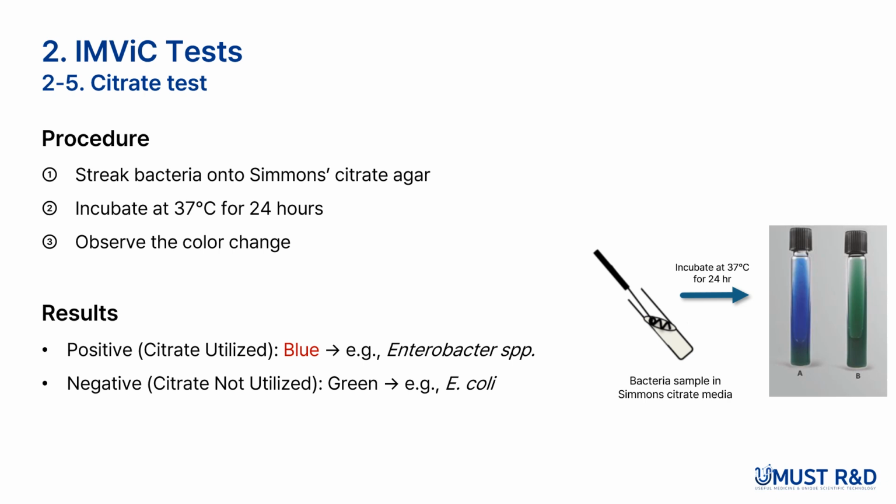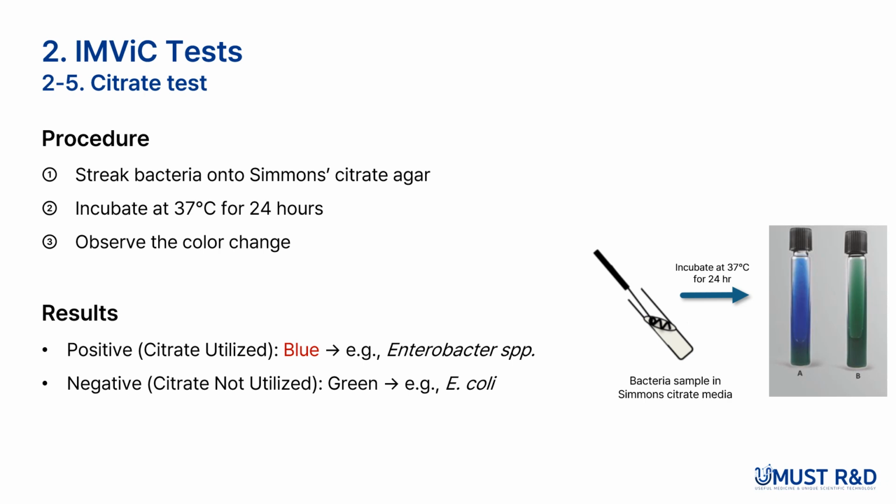For the citrate test, we use Simmons citrate agar, a defined medium that contains sodium citrate as the only carbon source and BTB as the pH indicator. We streak the bacterial sample onto the surface of the citrate agar slant and incubate it at 37 degrees Celsius for 24 hours. If the bacteria can utilize citrate, they will grow and metabolize it, producing alkaline byproducts such as sodium carbonate. This raises the pH, leading to a color change in the BTB indicator.